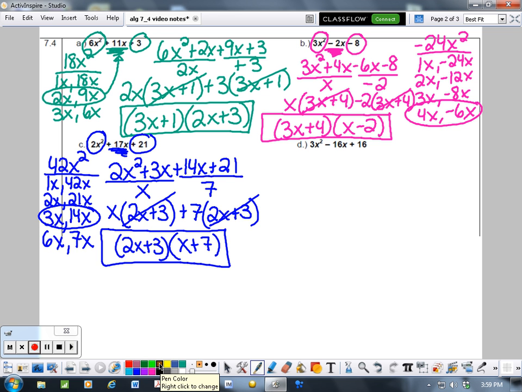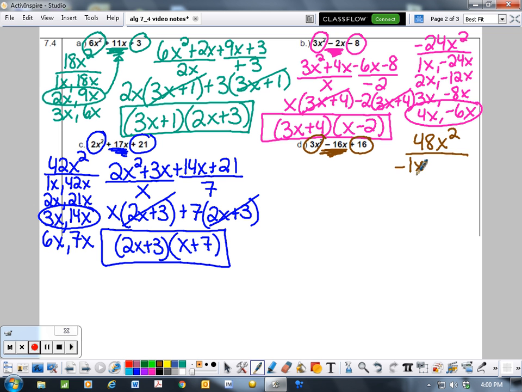Okay, so our last one for factoring by grouping. Again, same process, multiply first and last. 3x squared times 16 is 48x squared. And now I make my list. Now because I want my terms to add up to be a negative 16, both my numbers have to be negative. Because negative times negative gives me positive, but negative plus negative gives me negative.